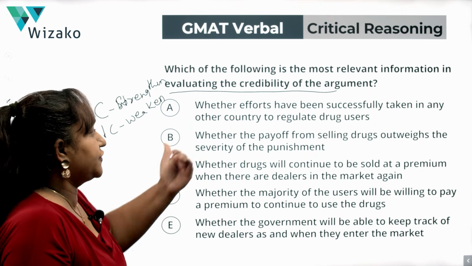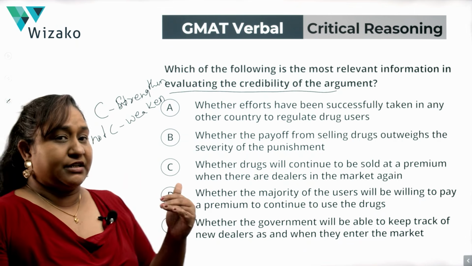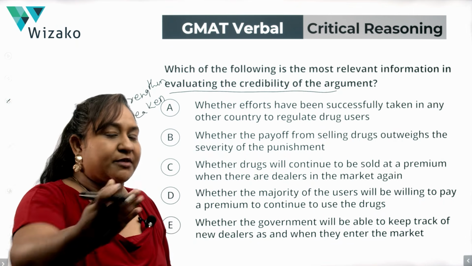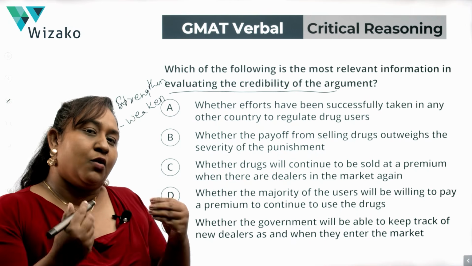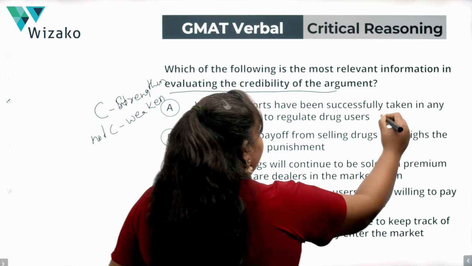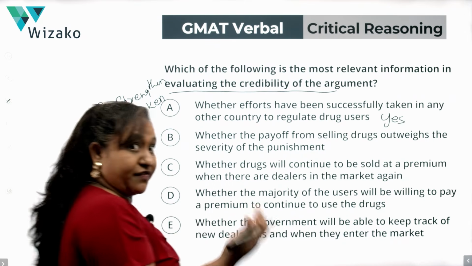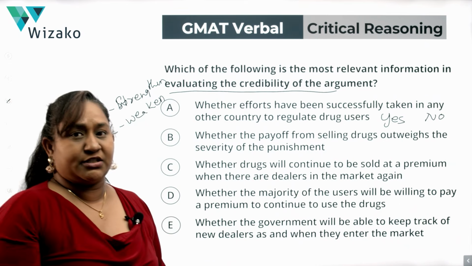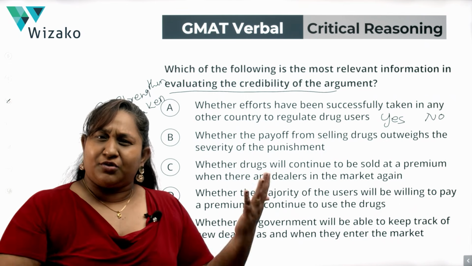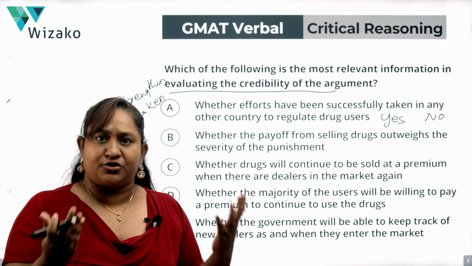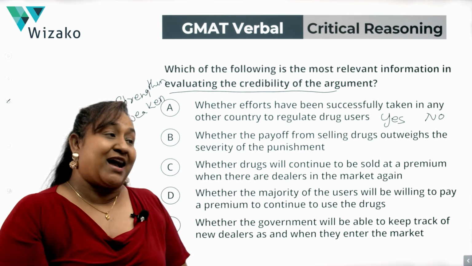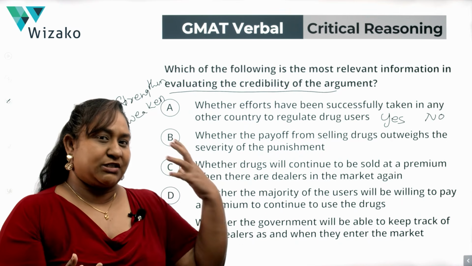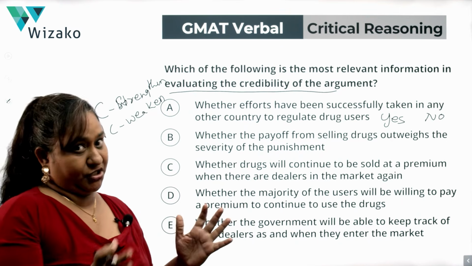Whether efforts have been successfully taken in any other country to regulate drug users. You're asking this guy, has some effort been taken in other countries? What are the possible answers? Your possible answers are yes, efforts have been taken in other countries, or no, efforts have not been successfully taken in other countries. These are the only 2 possible answers to this statement. So we're going to answer yes, no for all of our 5 statements and then see which one has one option that weakens and one option that strengthens.